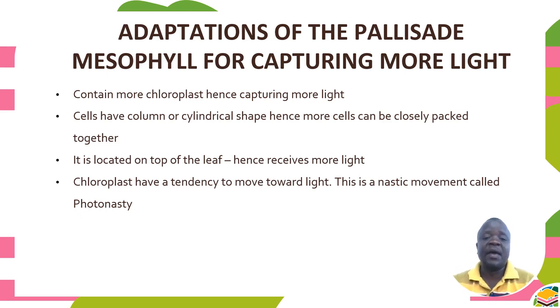The palisade layer can move close to the surface of the upper epidermis, therefore exposing itself to maximum light energy or solar energy. I already explained that this movement is a nastic movement in plants, called photonasty. Photo means light. Nastic movement is movement made by plants, but not in relation to the direction of the stimulus. Then you also look at tropisms, which depend on the direction of the stimulus, or where the stimulus is coming from.